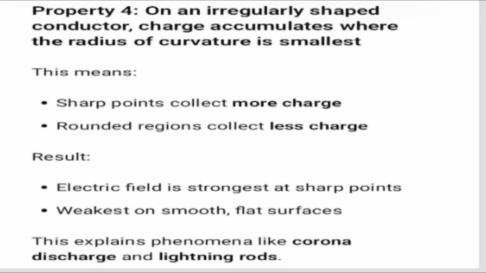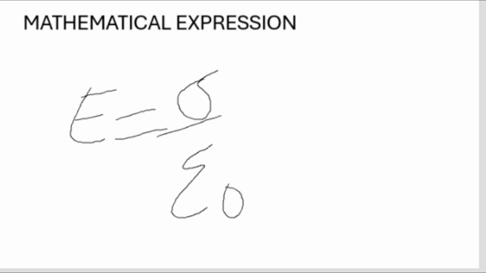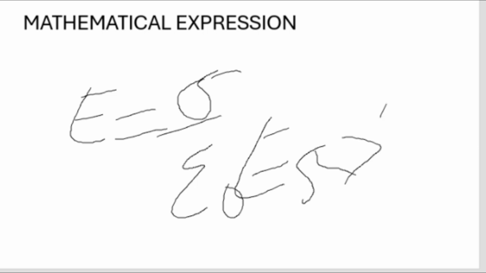Now the mathematical expression: the electric field just outside the conductor is usually given by E equals sigma over epsilon naught. The E means the electric field just outside the surface, sigma is the surface charge density, over the permittivity of free space. This charge density is highest at sharp points. Therefore, the electric field at sharp points is greater than the electric field at smooth regions.